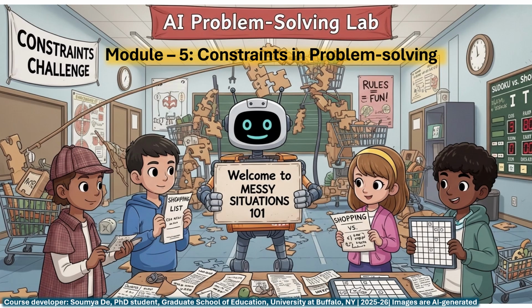Today, we are going to see how rules and limits, in other words, constraints, help us solve puzzles, shop smart, and even teach robots to think. We'll play Sudoku, a number puzzle with sneaky rules, and go on a virtual grocery run where you'll have to pick the items without overspending. Ready to become a problem solving ninja?